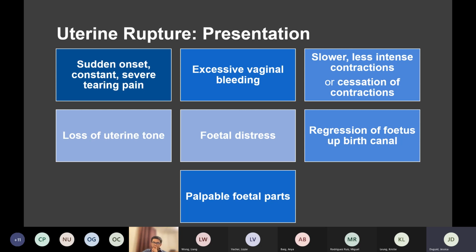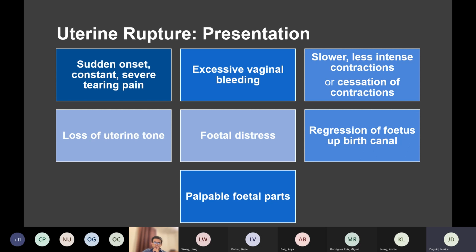So you might have sudden onset, constant, severe tearing pain. The pain is like a tearing pain, and it's constant. That's important to note. So it will continue between contractions. Before, the woman will have had contractions, stopping pain, contractions, stopping pain. When they get the rupture, they'll just have continuous pain.